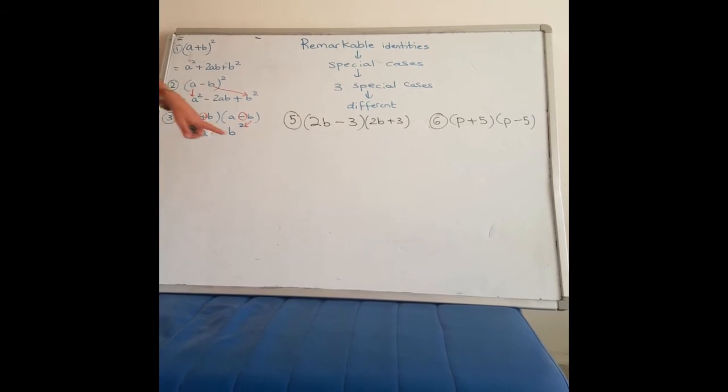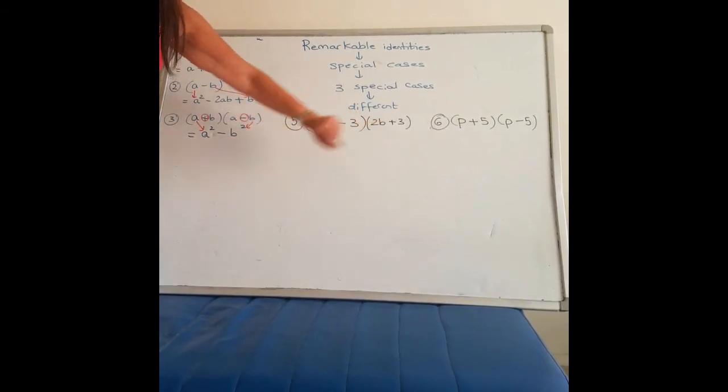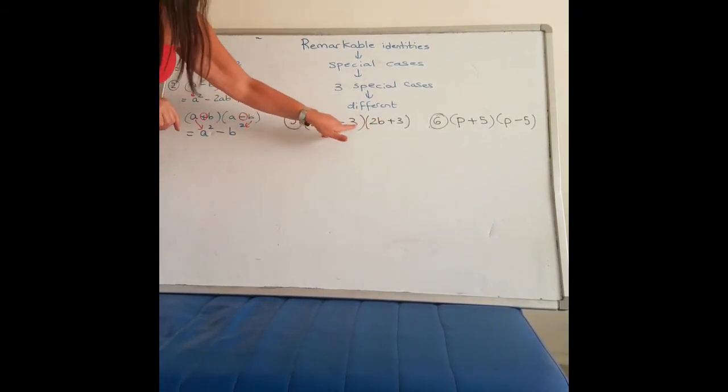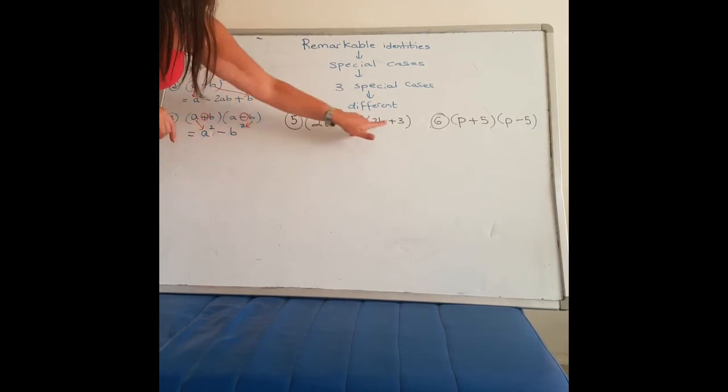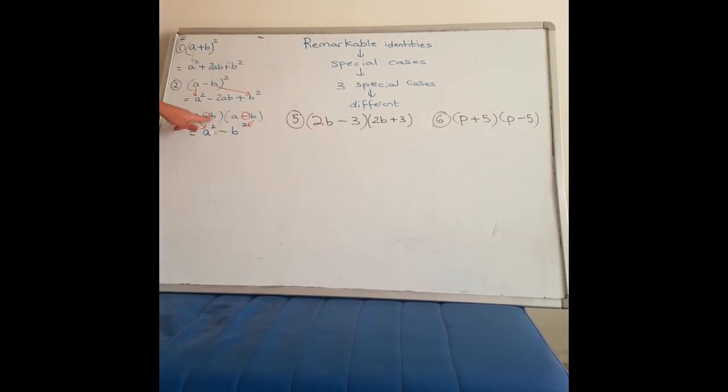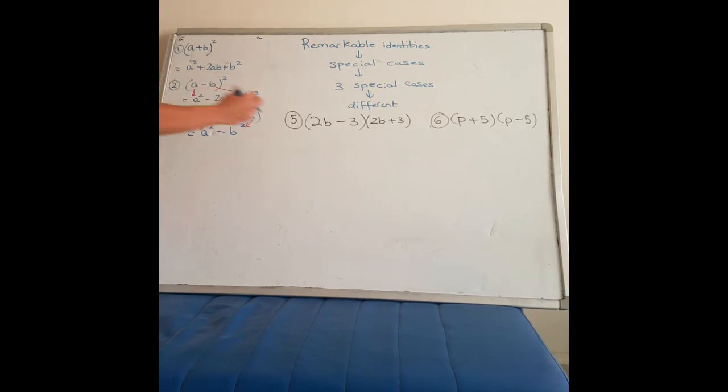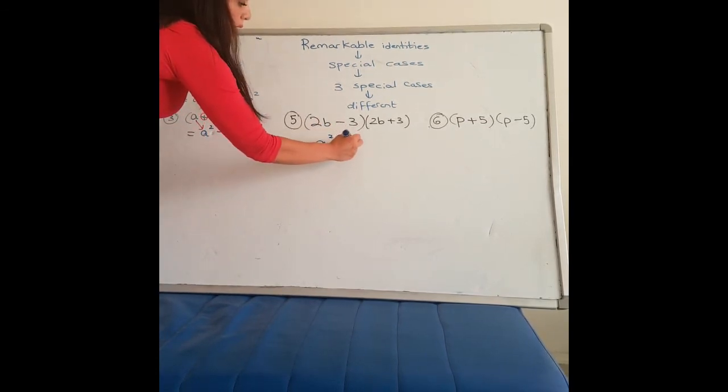The fifth example is 2b minus 3, 2b plus 3. Did you see? Both terms are similar, but I have a minus and a plus. What does it give me? A plus b, a minus b. a2 minus b to the second power.